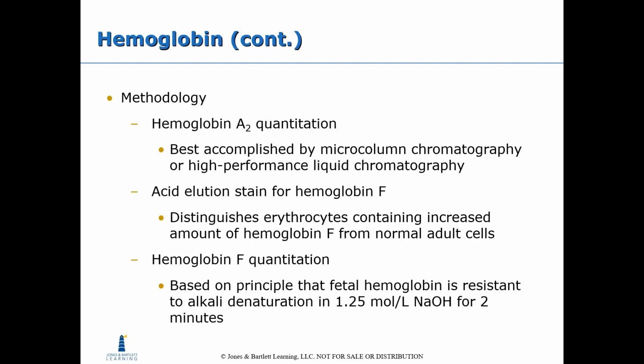Hemoglobin A2 quantitation is best accomplished by microcolumn chromatography or high-performance liquid chromatography. There's the acid elution stain for hemoglobin F. It distinguishes erythrocytes that contain increased amounts of hemoglobin F from normal adult cells. And then hemoglobin F quantitation is based on the principle that fetal hemoglobin is resistant to alkali denaturation in 1.25 moles per liter of sodium hydroxide for 2 minutes.